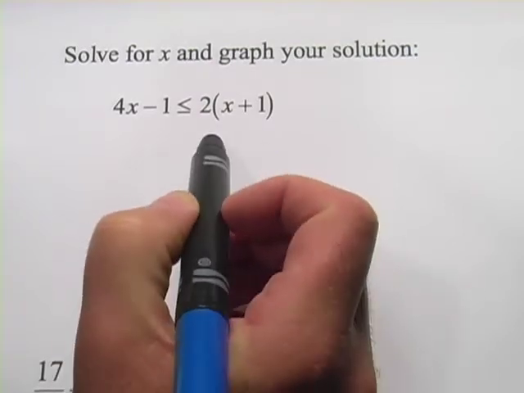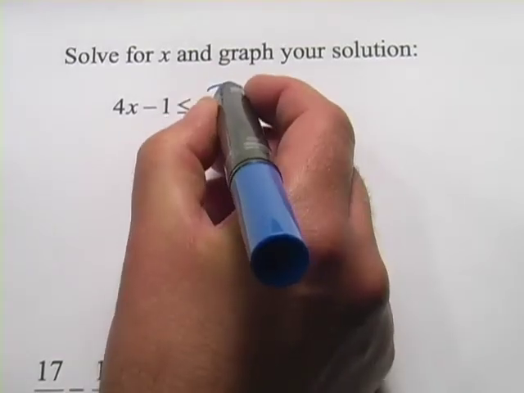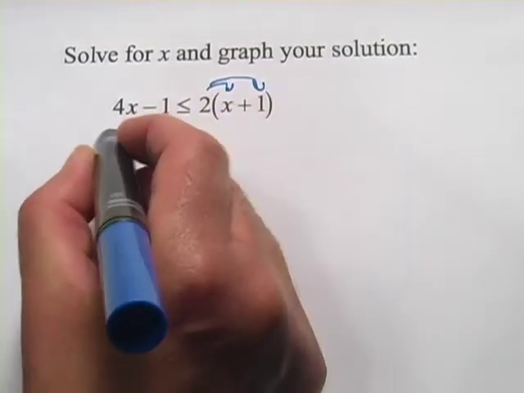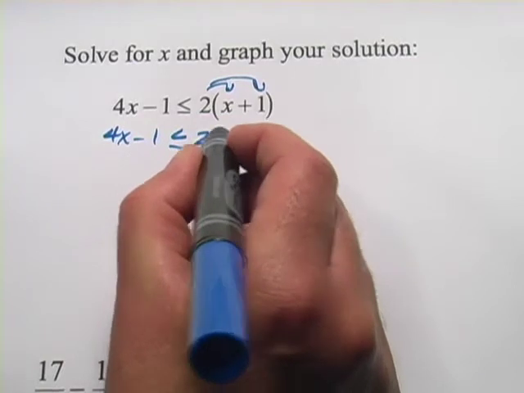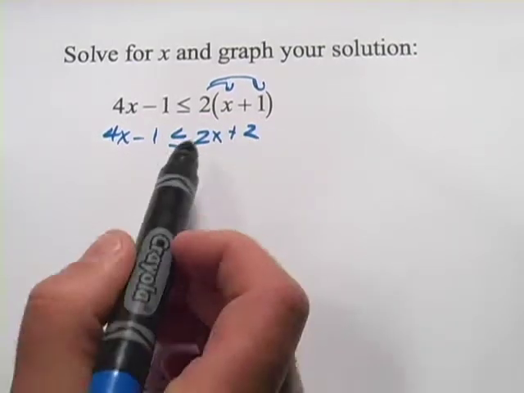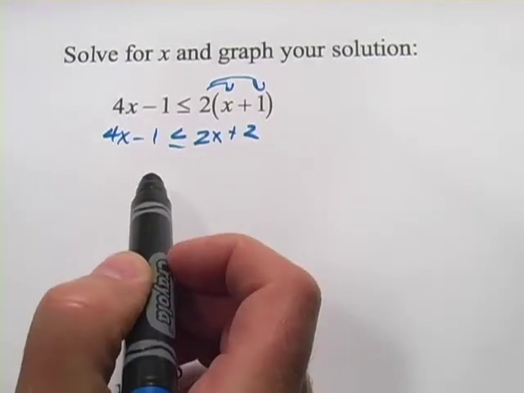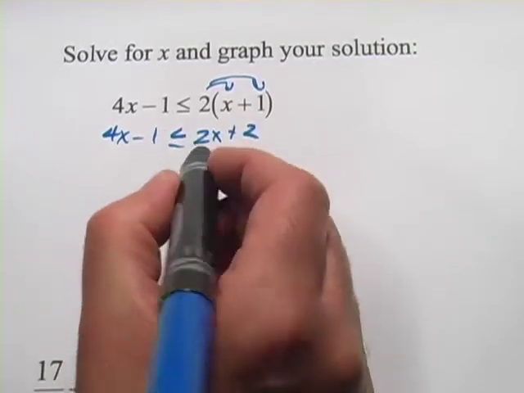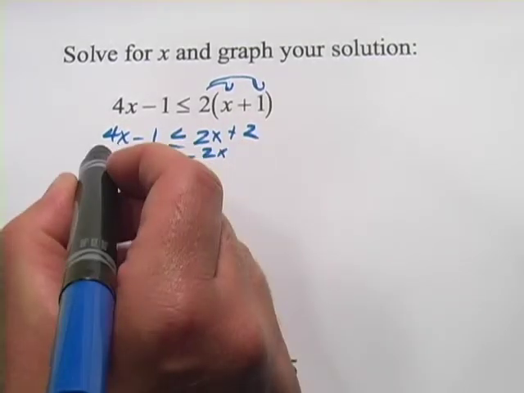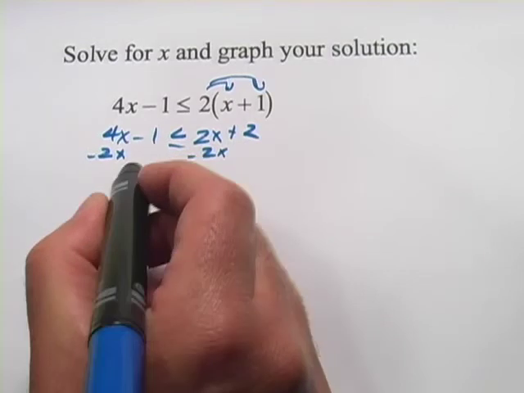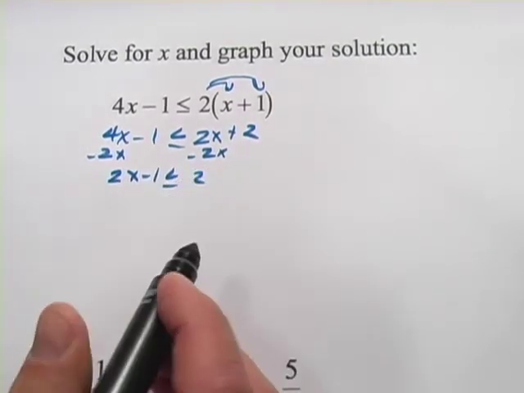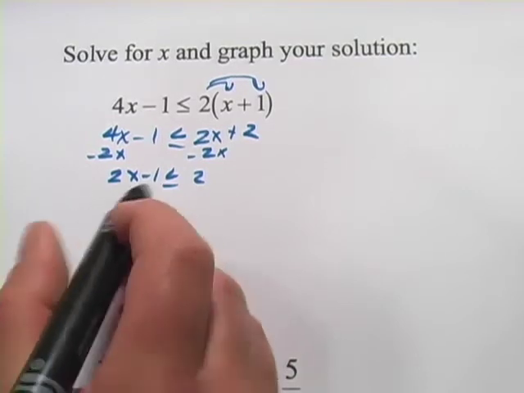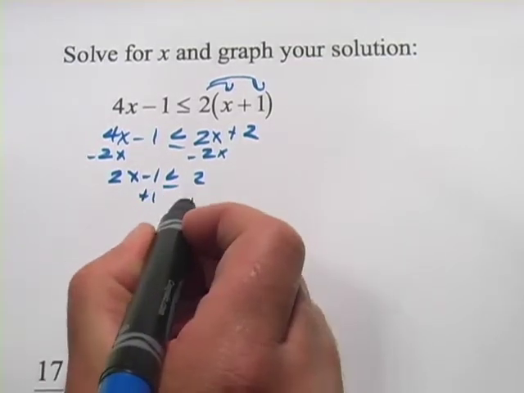And I think the first thing I would do is distribute that 2. So we would end up with 4x minus 1 is less than or equal to 2x plus 2. And then I want to get the variable just on one side of the inequality in this case. So I'm going to subtract 2x from both sides. Now I've got 2x minus 1 is less than or equal to 2. And I want to isolate the variable, so I'll add 1 here.